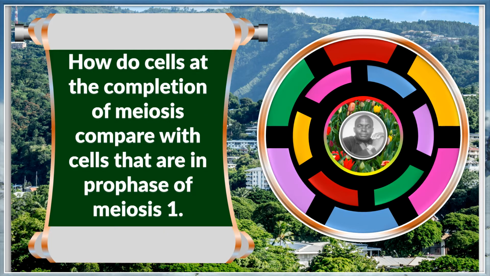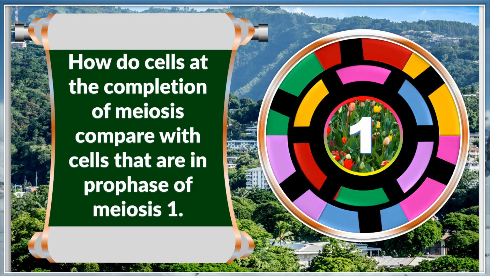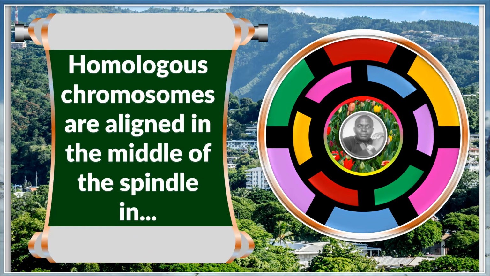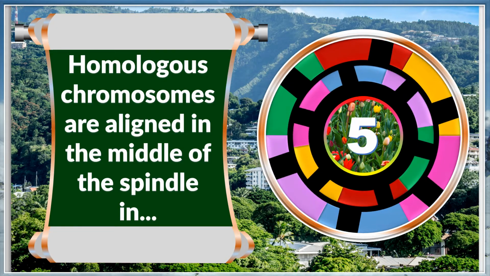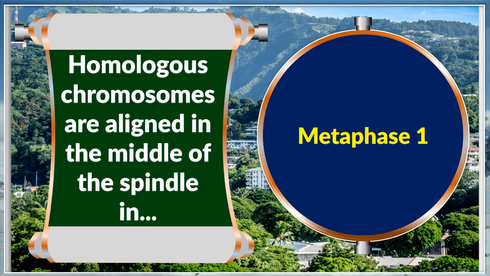How do cells at the completion of meiosis compare with the cells that are in prophase of meiosis 1? The cells have half the number of chromosomes and 1/4 the amount of DNA. Homologous chromosomes are aligned in the middle of the spindle in metaphase 1.